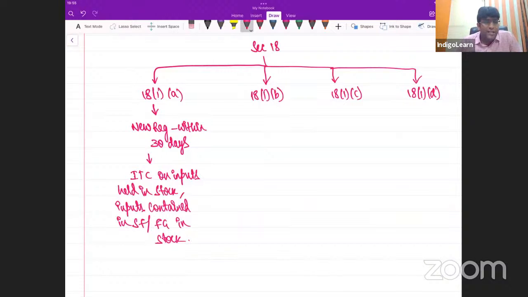Yeah, somebody is asking, sir, give an example for free sample. Pharma companies keep manufacturing free samples. Yeah, next.